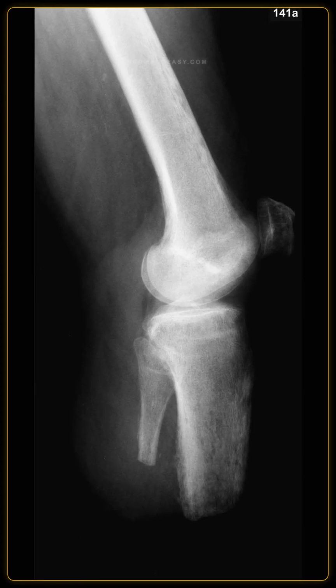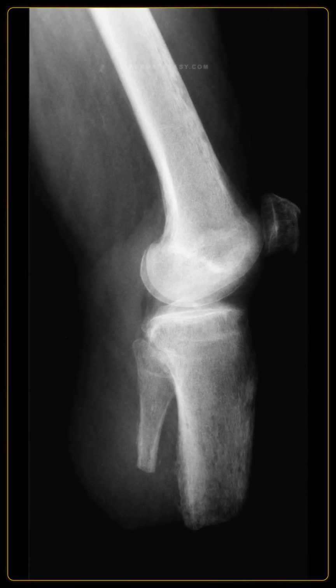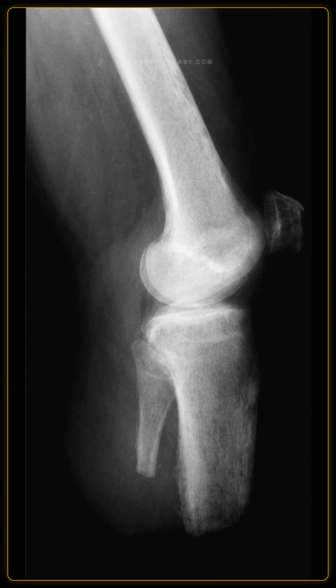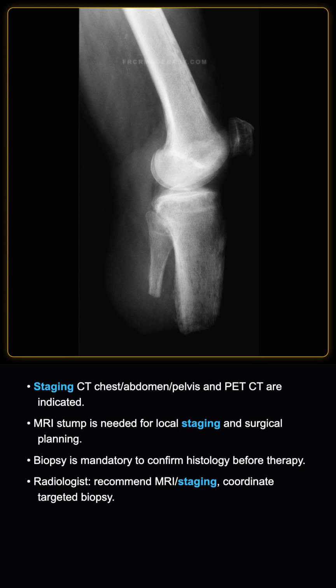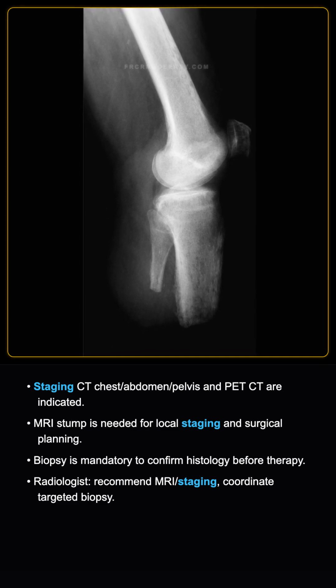Discuss the management, role of tissue sampling, and how you would manage this patient as a radiologist. Well, further clinical management requires staging with CT of the chest, abdomen, and pelvis, along with a PET CT. An MRI of the stump is essential to define the local tumor extent and plan any subsequent surgical revision or radiotherapy.